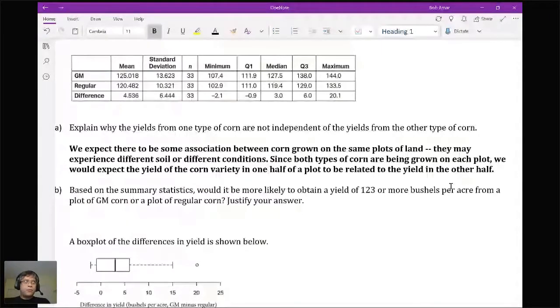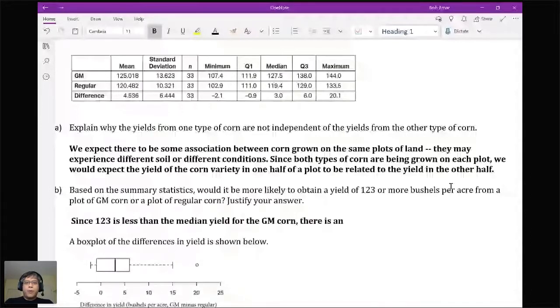Okay. So here in part B, I hope it's pretty obvious that the GM corn does better, but the question is, what will your justification be? Part of it would just be recognizing that looking at the mean and the median, the GM corn does better. And we're just asking about more likely. So since 123 is less than the median yield for the GM corn, there is an over 50% probability.